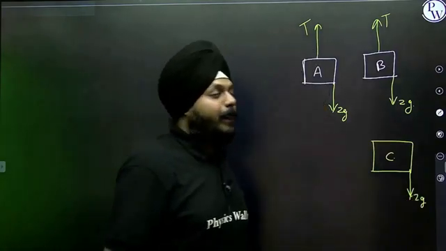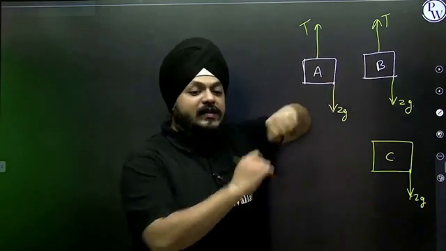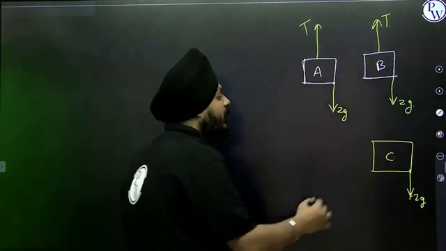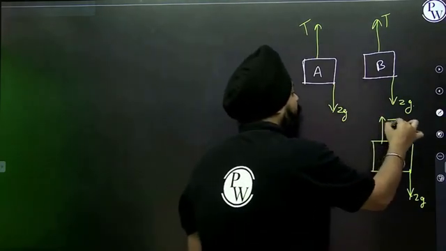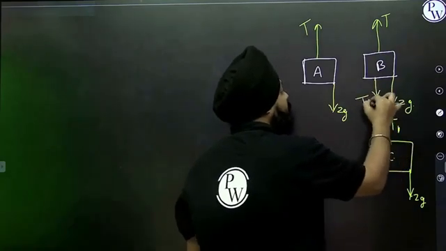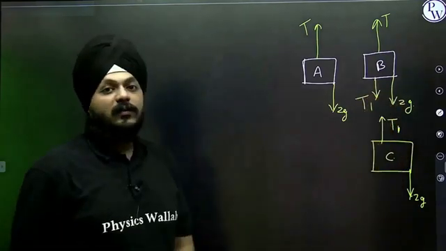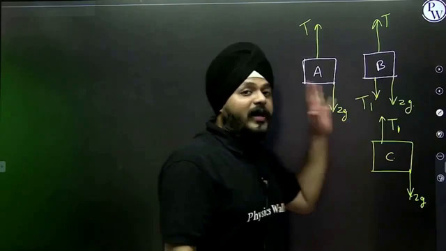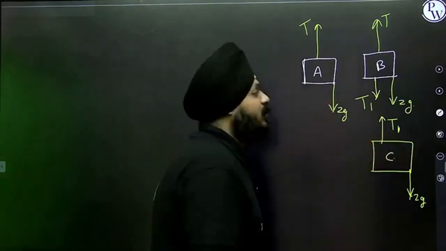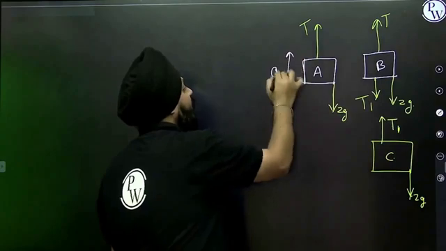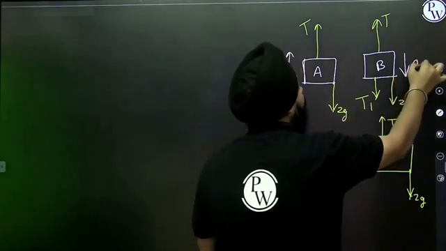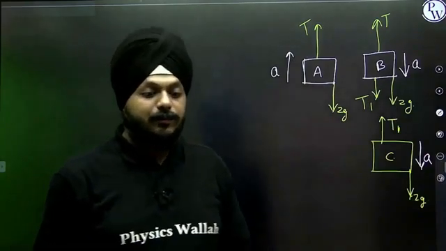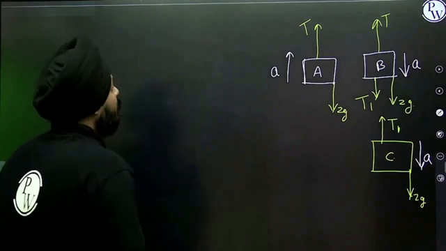Now see, between B and C there is a string, so in between them there is also a pulling force, pulling C upward and B downward, T1. Now most important, what is the direction of the net acceleration? Obviously, on the right side of the system we have the higher masses, so A will move upward with net acceleration a. B will move downward, and this will also move downward with acceleration a.